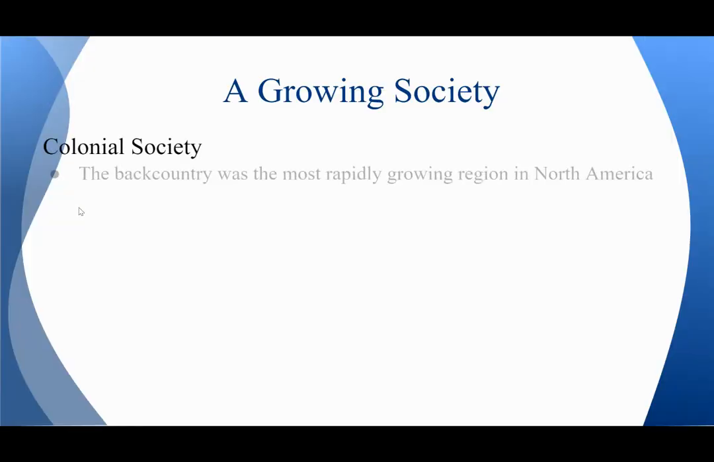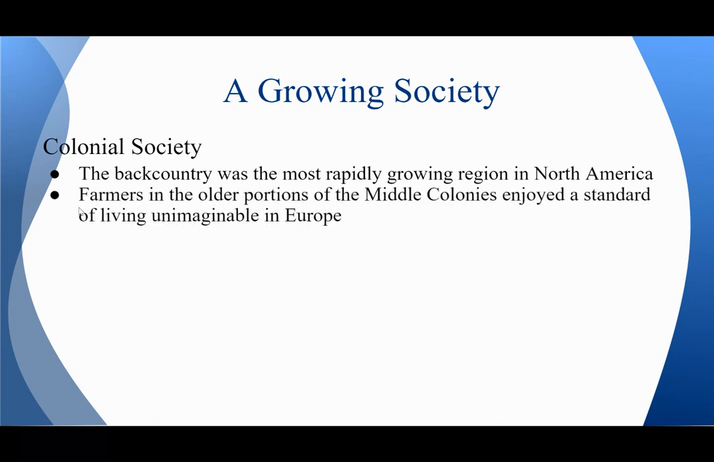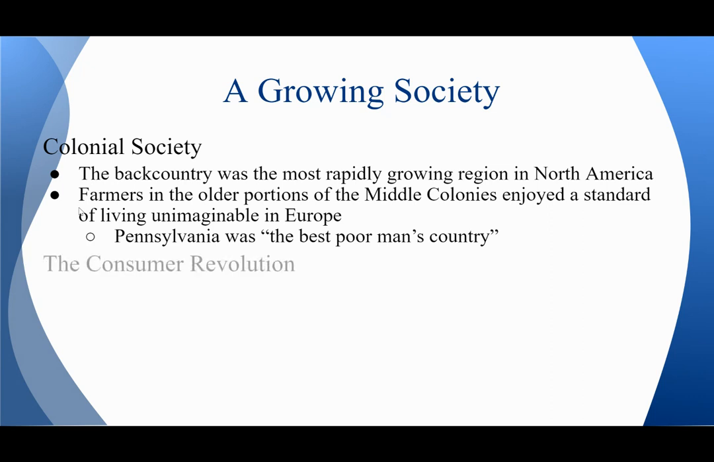So colonial society was continuing to grow as their economy and the trade and all of that is increasing. And the backcountry becomes the most rapidly growing region in North America. So farmers in the older portions of the middle colonies have a standard of living that's unimaginable in Europe because there was more socioeconomic mobility. Pennsylvania was actually known as the best poor man's country because you could be a poor person. We saw this with a letter we read from the immigrant Johannes Hanner, who came to Pennsylvania and talked about how he made more money than he did in Europe and things like that.